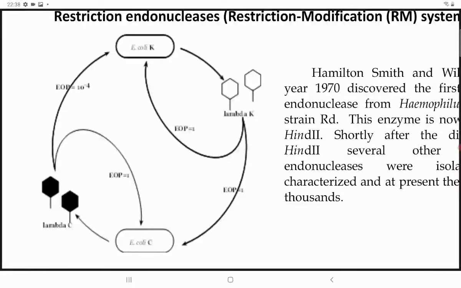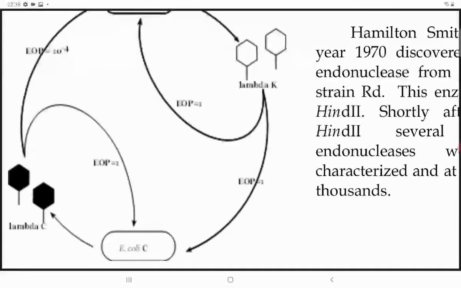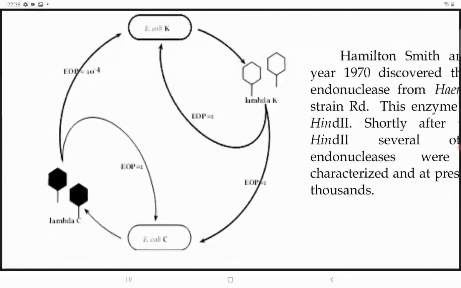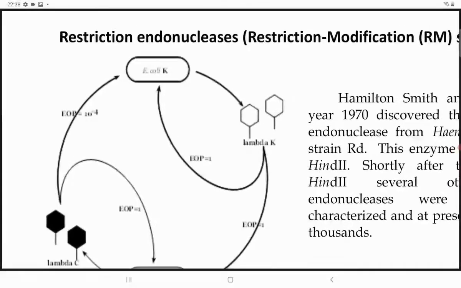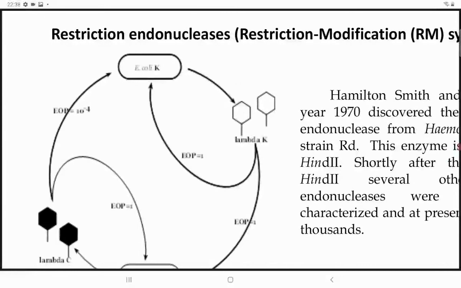So when lambda C infects E. coli C, it lyses all the cell with the efficiency of plating being 1, that is 100% of the cells are being lysed or get infected and lysed. But when these lambda C phages infect the other host, that is the E. coli K strain, they cannot successfully lyse the cell. However, at the rate of 10 to the power minus 4, that means out of 10,000 cells, one of the cells gets infected successfully and is lysed.